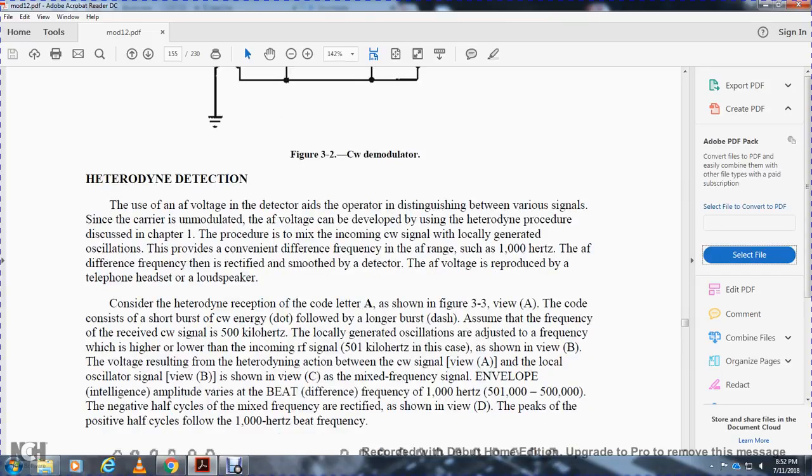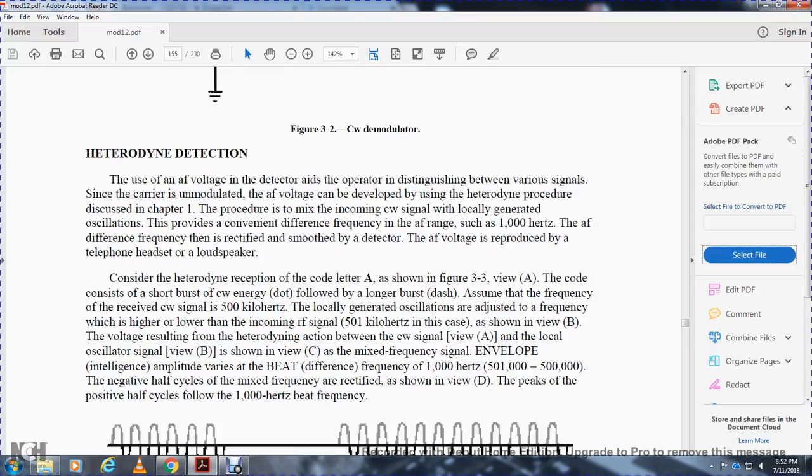In heterodyne detection, the audio frequency voltage for the detector is developed from the interaction between the various signals: the carrier, and the unmodulated audio frequency can be developed with the heterodyne procedure discussed in Chapter 1. The procedure mixes the incoming continuous wave with a locally generated oscillation to produce a difference frequency in the audio frequency range, for example 1000 Hz. The audio difference frequency is rectified and smoothed by the detector, and the audio frequency voltage is reproduced in the telephone headset or loudspeaker. The figure shows the heterodyne reception of the code letter A, shown as the A3 signal of A, with the code consisting of a short burst, called the dot, followed by a longer burst, the dash, of continuous wave energy.